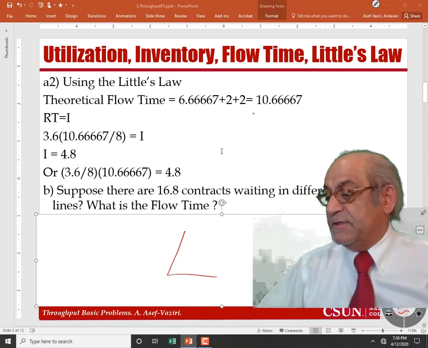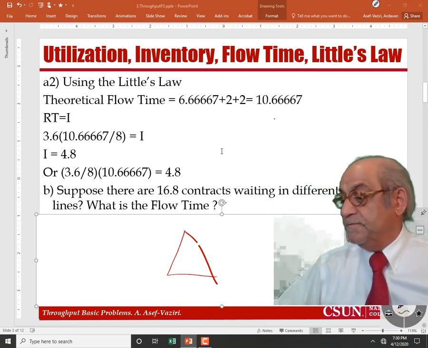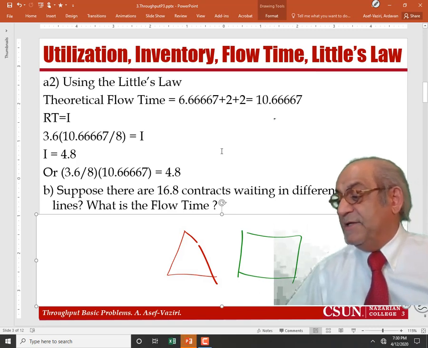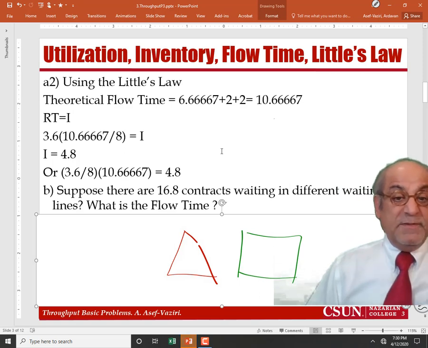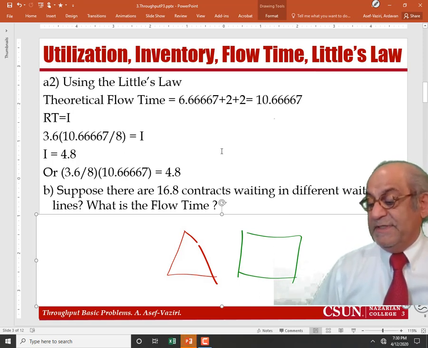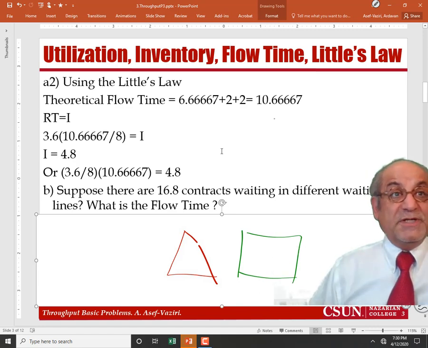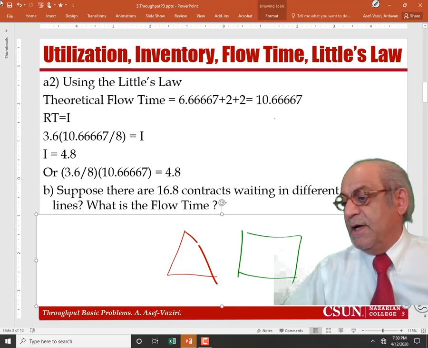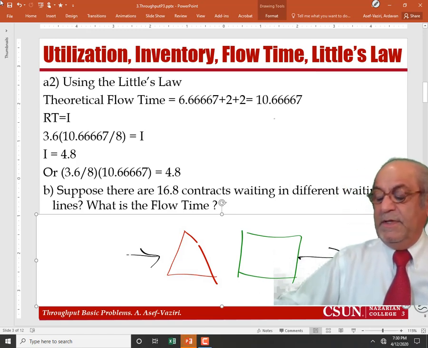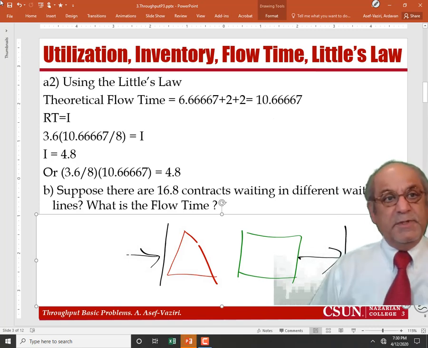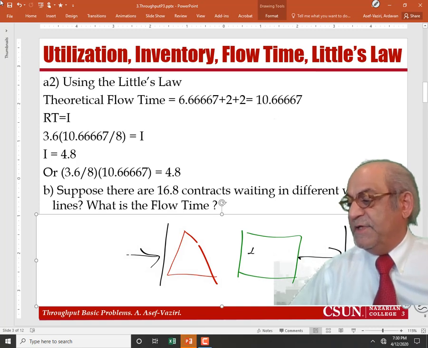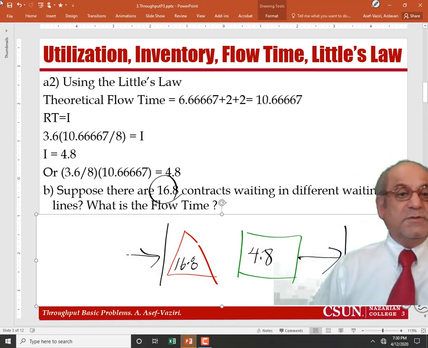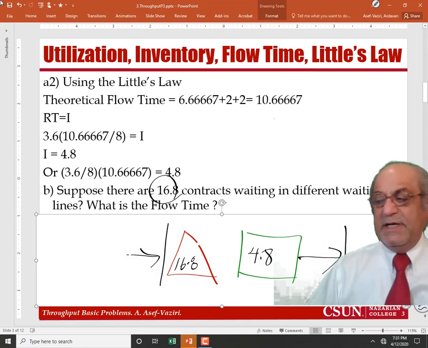Each process is composed of two parts. A value-added part, which is the process, and a non-value-added part, which is the waiting line. They are always there. No matter how much capacity we have, due to variability, we always have a waiting line. And now we want to know how long it takes for a flow unit to come from this point and go to this point. We know that the number of flow units that are with the processors is 4.8, and this one states that 16.8 are also waiting here. The answer is quite simple.